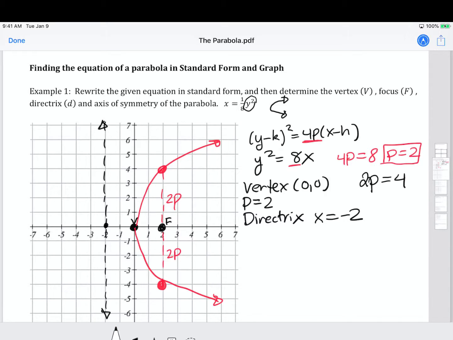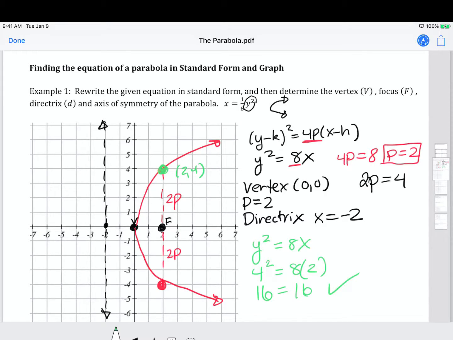Now, if we want to check to make sure we got the points right on the parabola, let's say I want to check this point here. That is the point (2, 4). I can plug it into the equation and make sure it works. So if I plug in 2 for x and 4 for y, here's our equation. y^2 = 8x. It should work if we did it right. So 4 is y, and x is 2. So I have 4 squared, which is 16. 8 times 2 is 16. 16 is equal to 16, so it works.